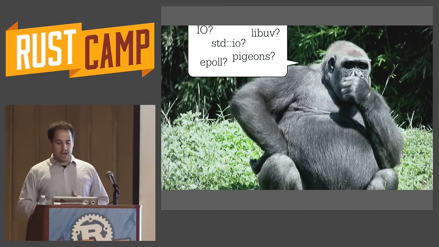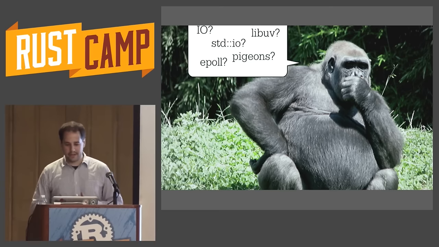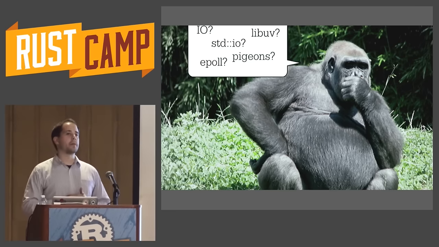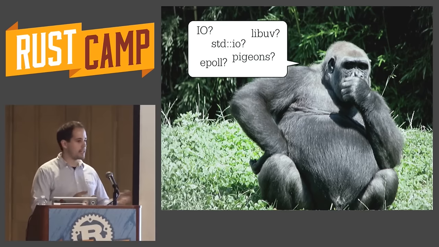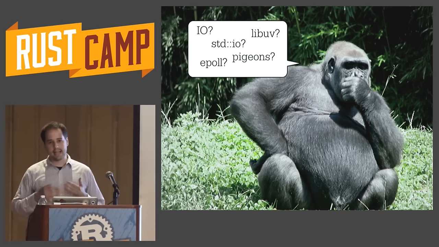Well, Rust had TCP support, but again, it was only synchronous sockets, not what I was going for. So I started looking at some C libraries, and there was libuv, and there were others. Libuv is a great library. It's very portable. One problem is that it's not exactly idiomatic Rust.